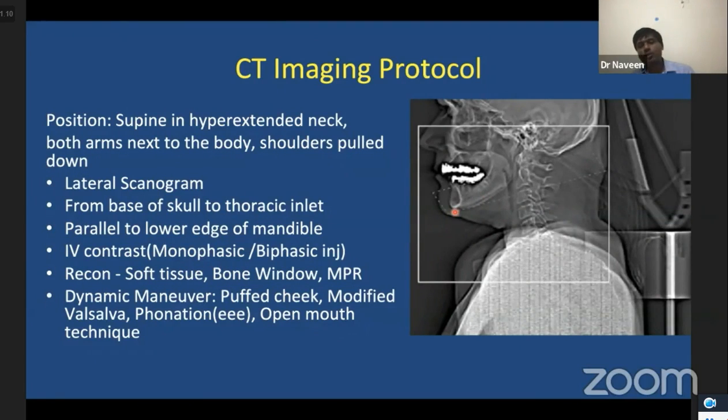There are two protocols: the monophasic protocol and the biphasic protocol. In the monophasic protocol, usually 70 to 100 ml of contrast is injected at a rate of 2 to 3 ml per second, with the imaging done at approximately 40 to 50 second delay.